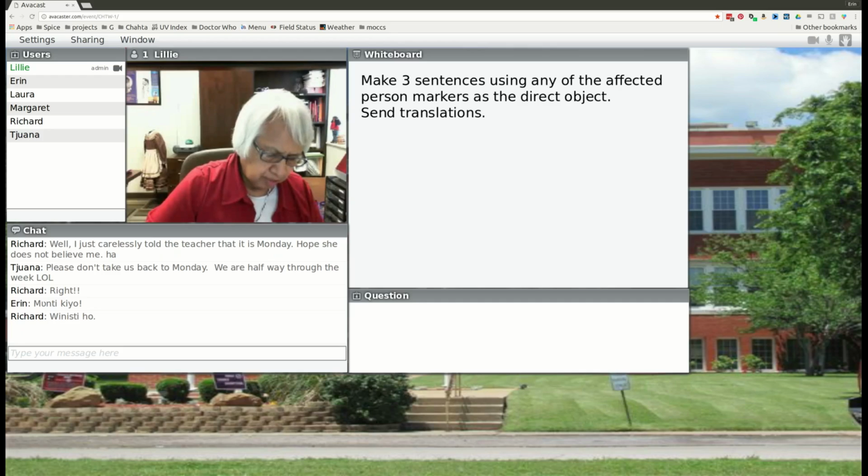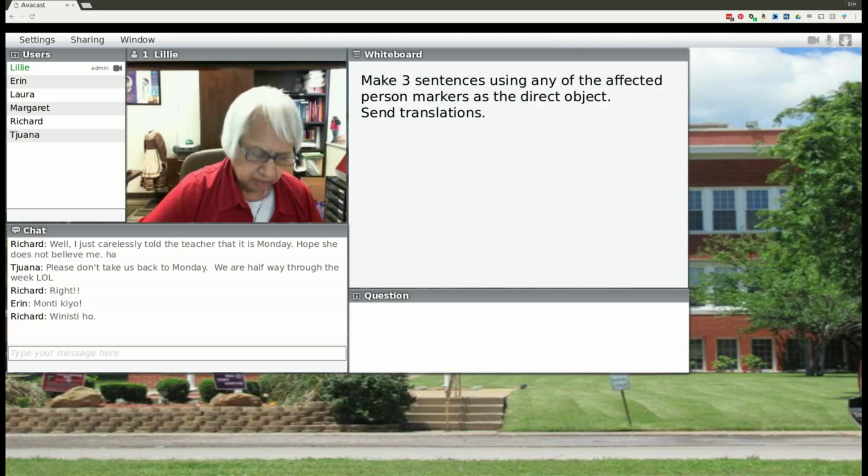And these are in the object position because this is all we've studied. These are the only thing we've studied so far with these pronouns is in the position of the direct object.